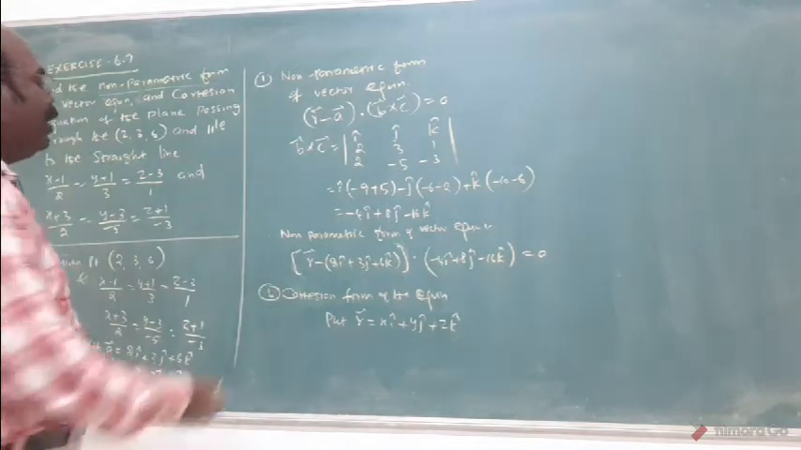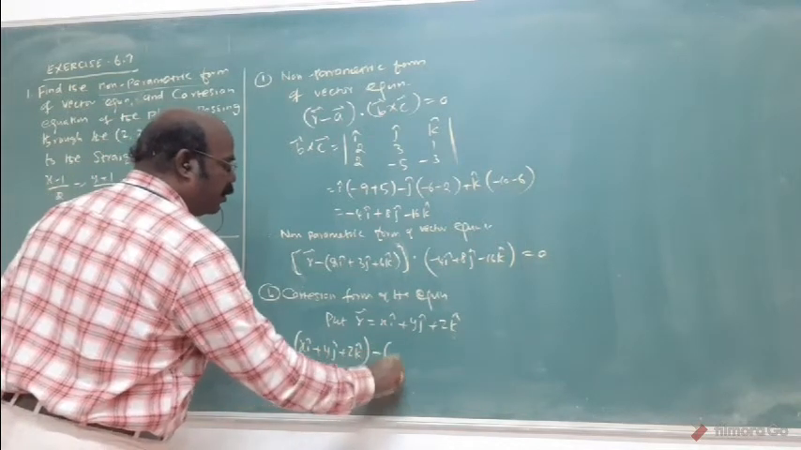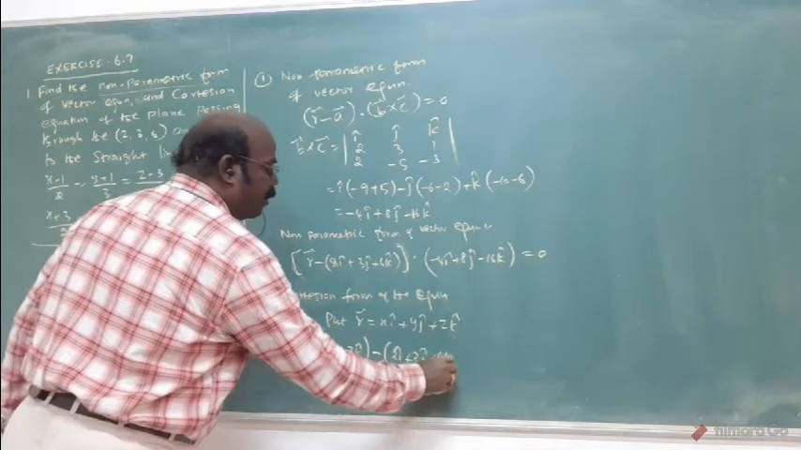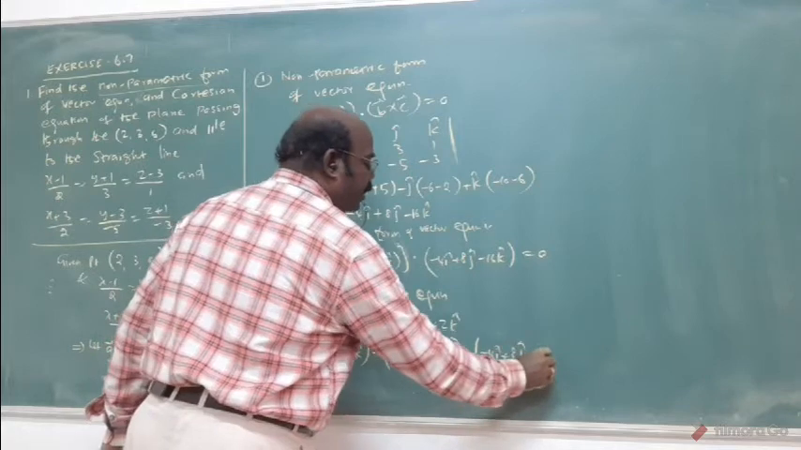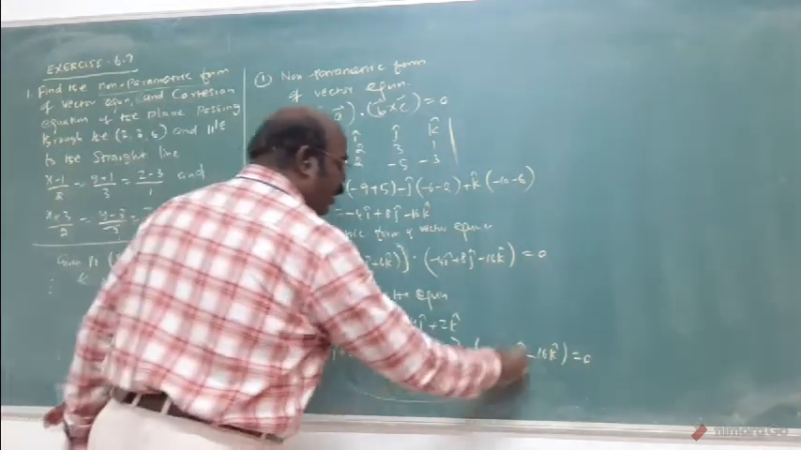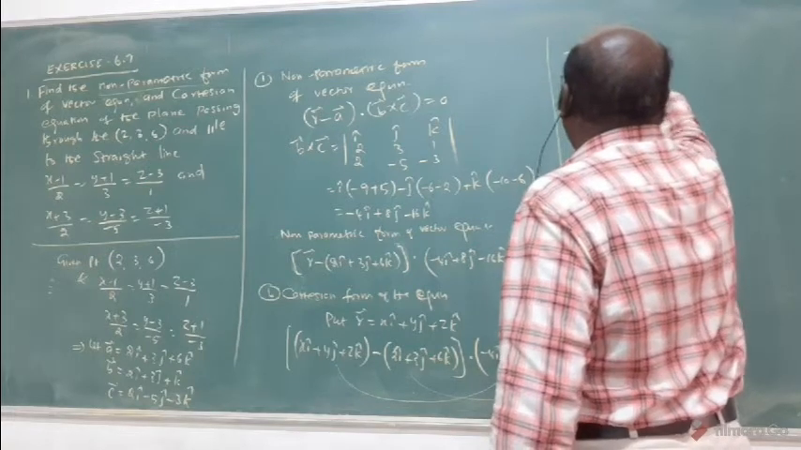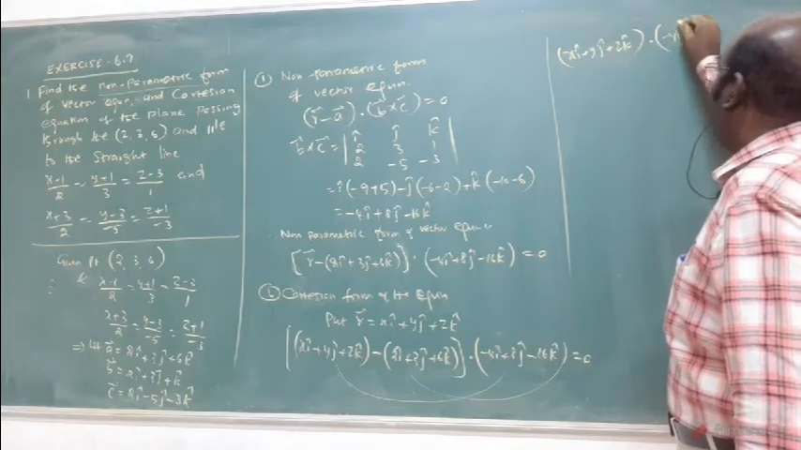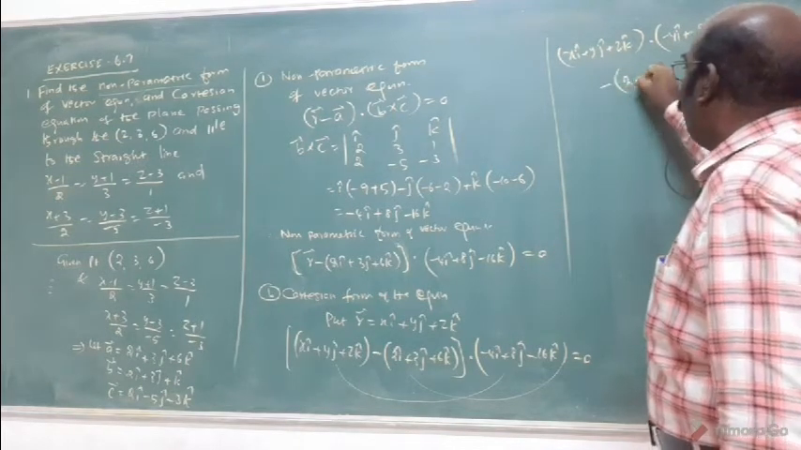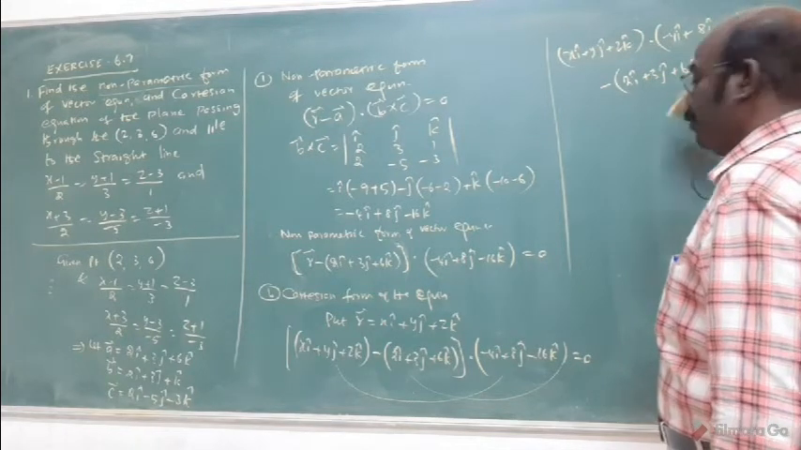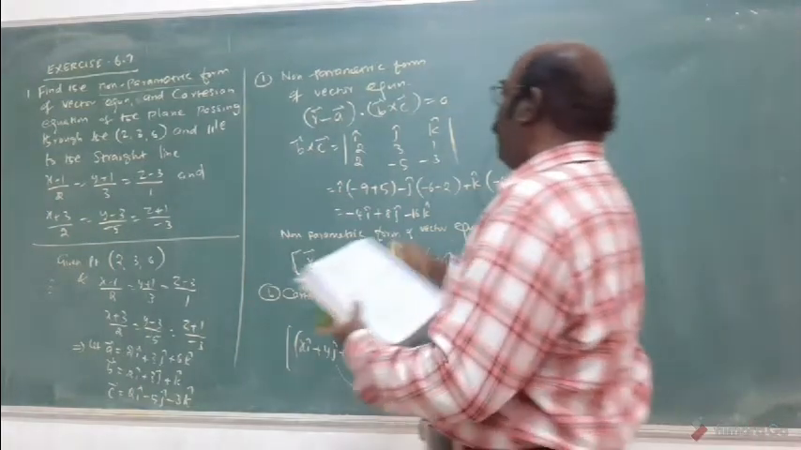Start by substituting: dot minus 4i cap plus 8j cap minus 16k cap equals. Now multiply this with this: x i cap plus y j cap plus z k cap dot minus 4i cap plus 8j cap minus 16k cap, minus 2i cap plus 3j cap plus 6k cap dot the same. Am I right?